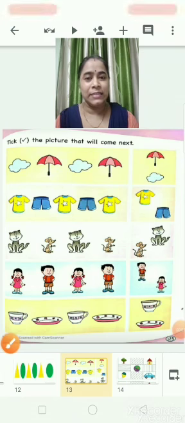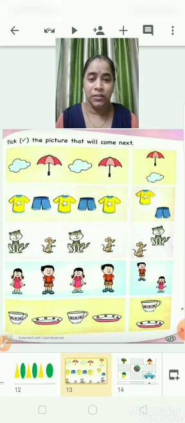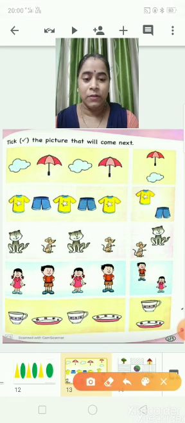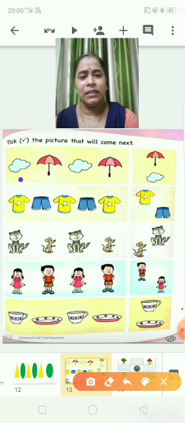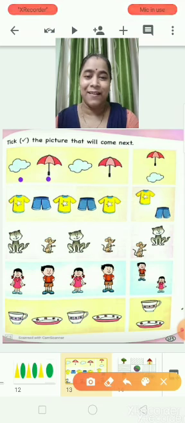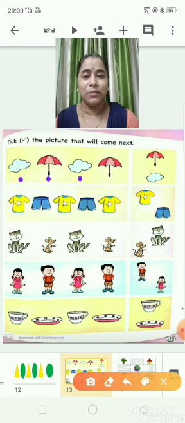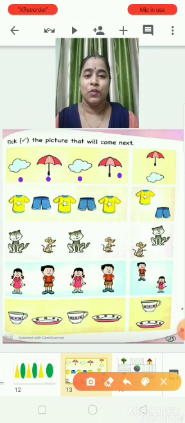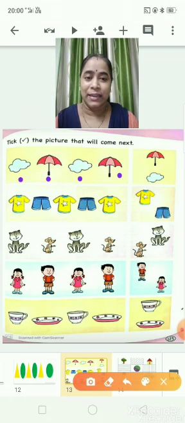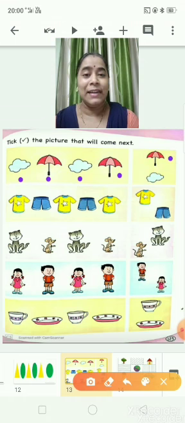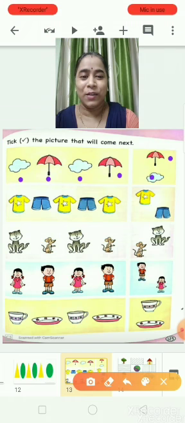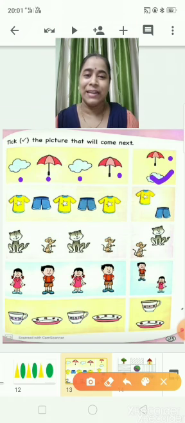Children, this is the worksheet. In this worksheet, we are going to take the picture that will come next. Okay? So now, tell me children, what is this? Cloud. Then umbrella. Then cloud. Then umbrella. So what will be the next? Yes. Umbrella? No. Then cloud. Yes. So we are going to tick on cloud.